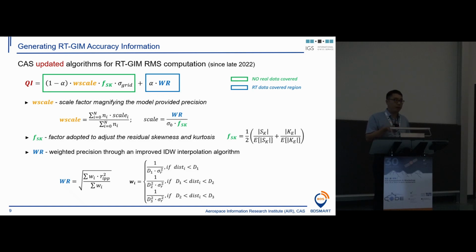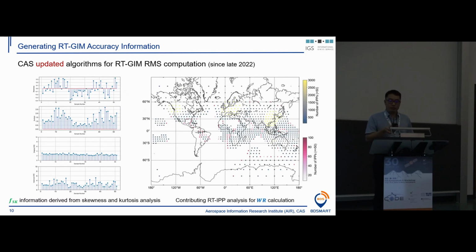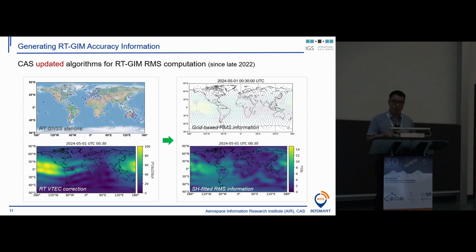The FK parameter we adopted here is to adjust the residual ionospheric information, because as we all know, the residual ionosphere does not form a normal distribution, so we introduced the FK here. In addition, in our algorithms, we also considered the different distributions as well as the number of contributing real-time IPP, the real-time contributing ionospheric information.